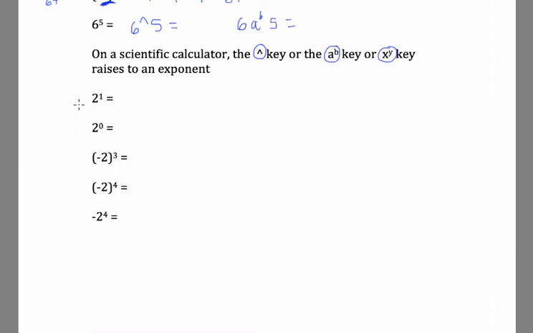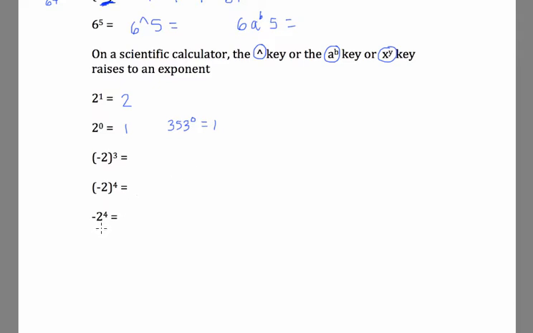Let's talk about some interesting examples. 2 to the 1st just means 2 by itself. So the answer is just 2. Anything to the 1st power is itself. 2 to the 0 power is 1. Anything to the 0 power is 1. So if you had 353 to the 0 power, your answer would be 1. You can test that on a calculator.